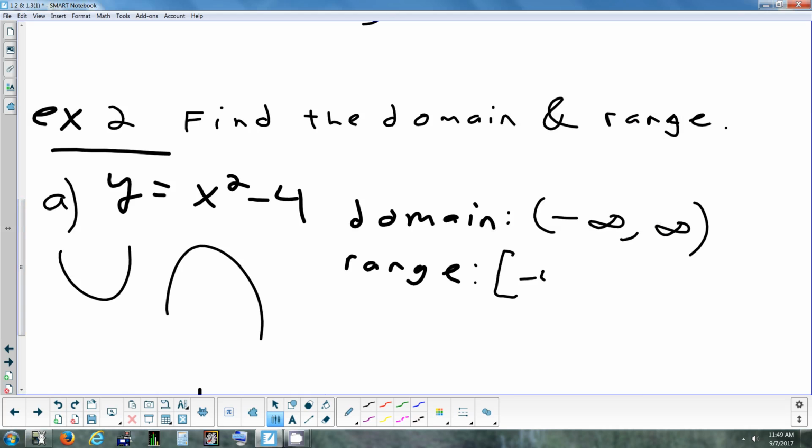And it does reach it. In fact, if you plug in 0 for x, you get -4 for y. That's the smallest number you can ever get. And what's the highest number? Infinity. Just keeps going up forever.